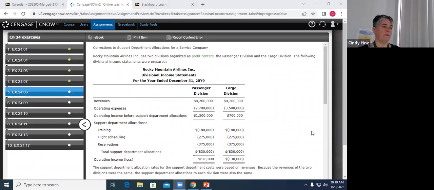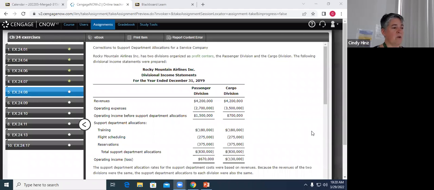Corrections to support department allocations for a service company. As has been the case in the last few chapters, what we are covering here is also relevant for service companies. We do not always have to be manufacturing or even selling a product at all. We can still use these same concepts of responsibility accounting, cost centers, profit centers, investment centers within a service organization as well.